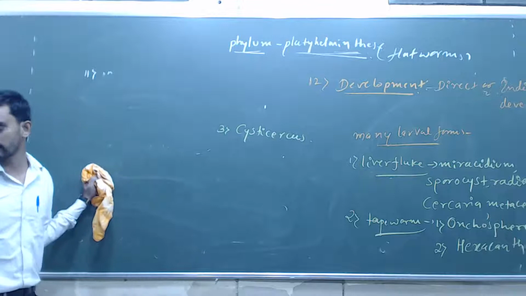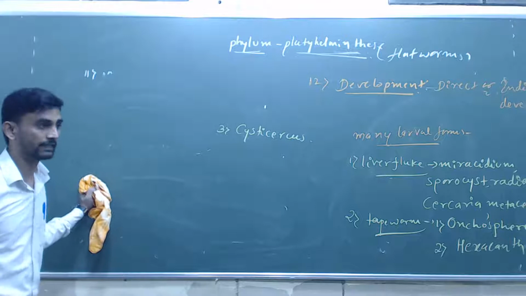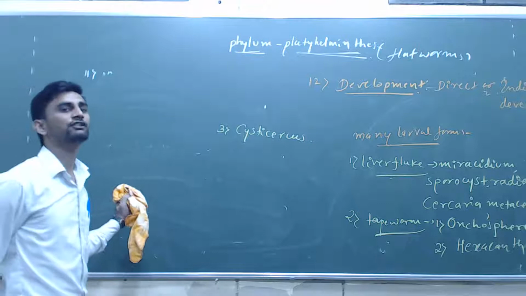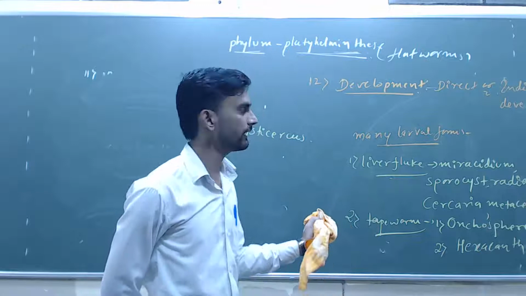Some larval forms you will find in liver fluke, some are there in tapeworms. In tapeworms, three larval forms you will find, four to five you will find. So this indicates that the majority of the parasites undergo indirect development by passing through more than one larval form.